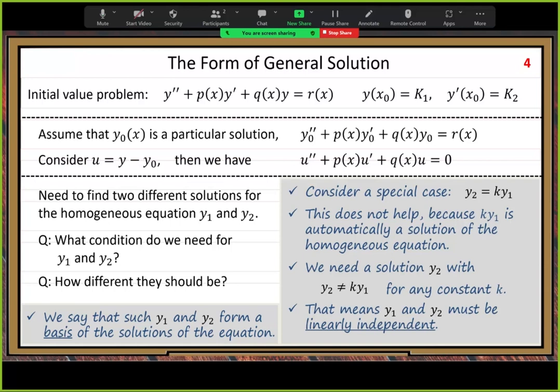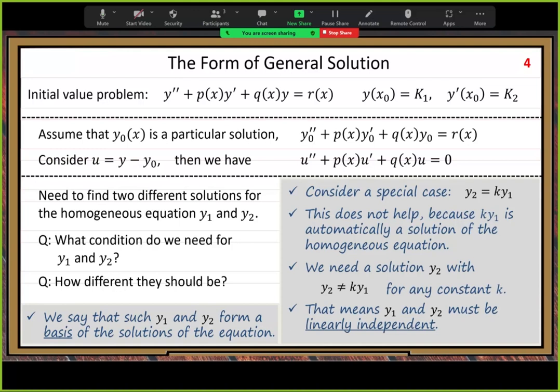So that tells us we should find a general solution of this homogeneous equation. If we can find the general solution of the homogeneous, then by adding the y0 particular solution back to that u general solution, we get a y general solution. That's our plan. Now, our focus is on how to find the general solution of this homogeneous version.